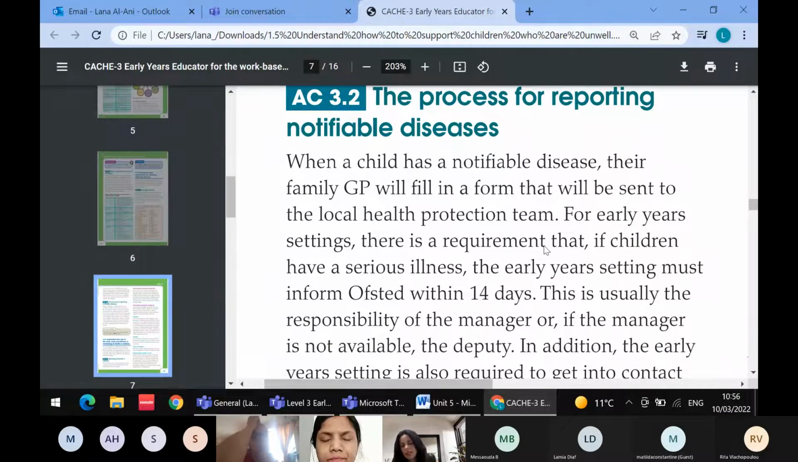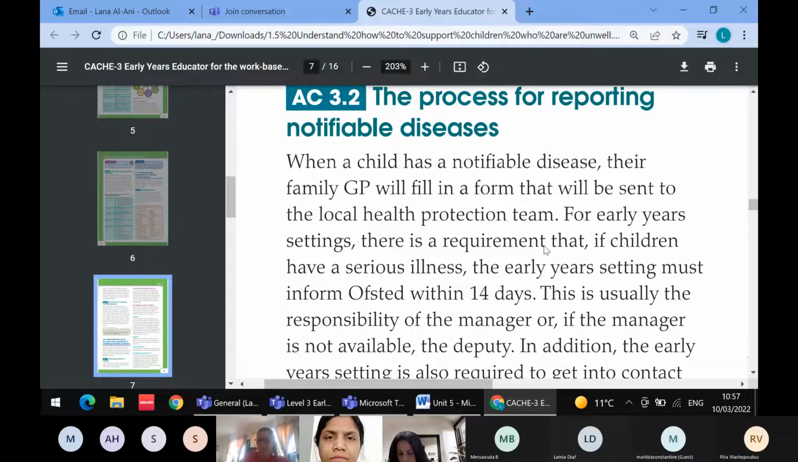So when the child is really ill, the family will take the child to the GP. Then the GP will fill out a form and will send it to the local authority health protection team for the early years setting. Okay, and if the child has a serious illness, the early years setting must report within 14 days. So that's very, very important.